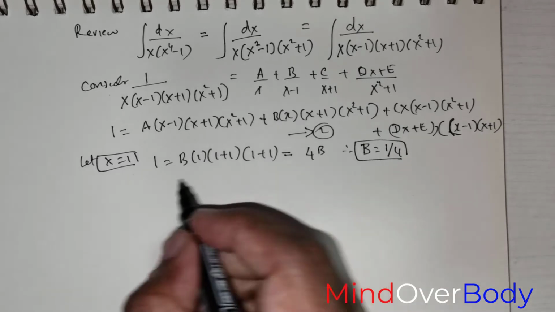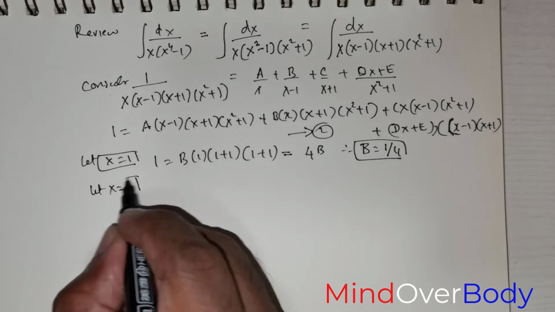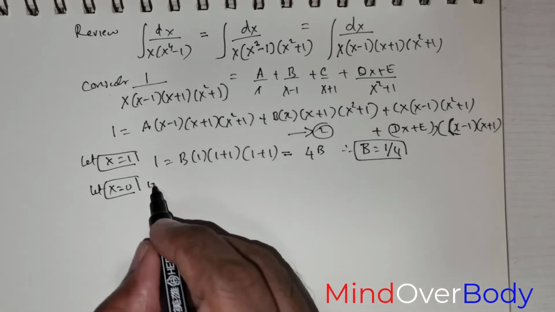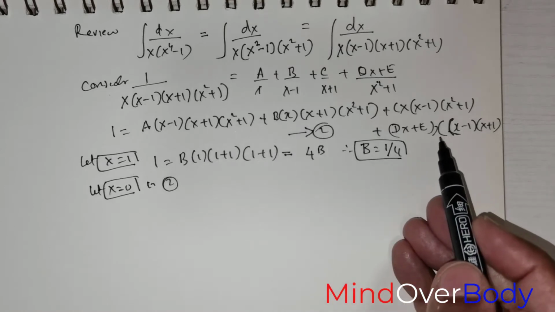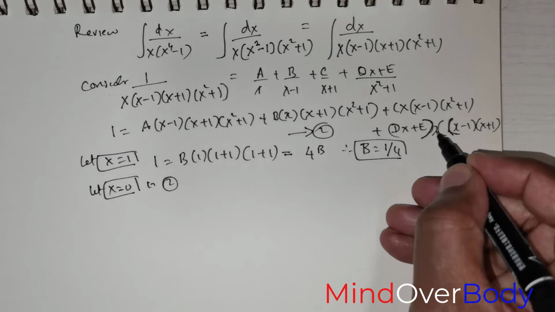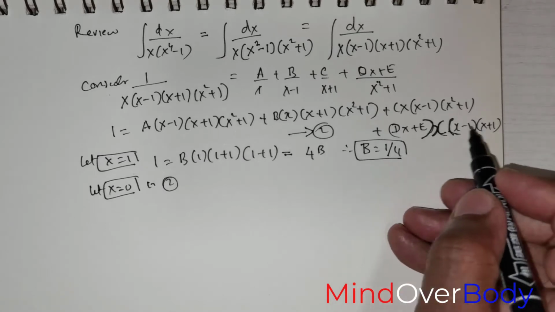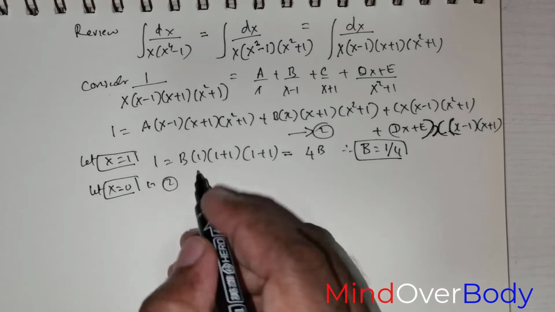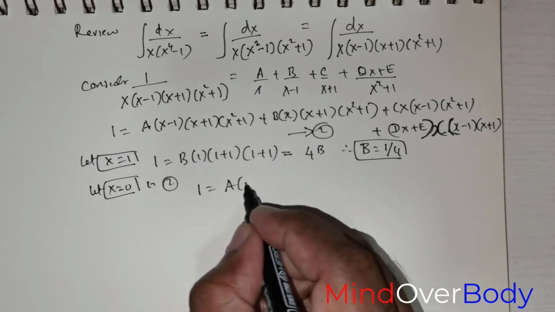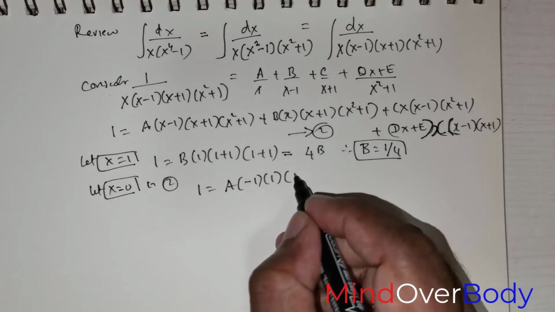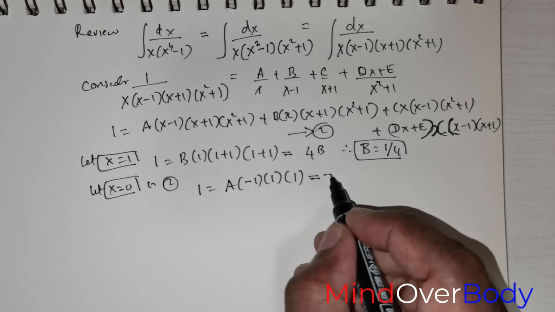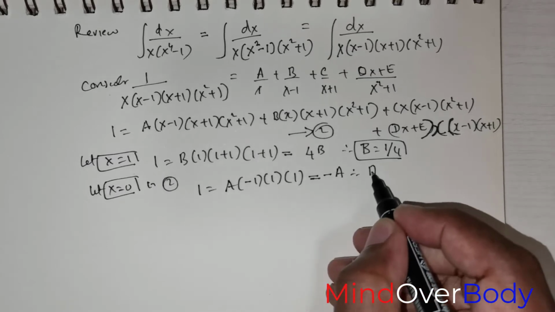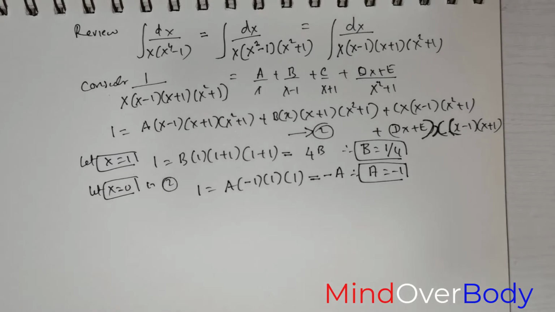That's fine. Now let me put x is equal to 0. If I take x is equal to 0, this is going to vanish, this will vanish, and this will also vanish because we have an x here. So these terms vanish, and we have 1 is equal to a times (negative 1)(positive 1)(1), which would give us negative a, and therefore a is equal to negative 1. That is very good because we have already got two values.